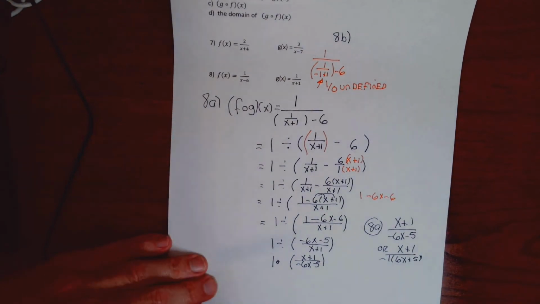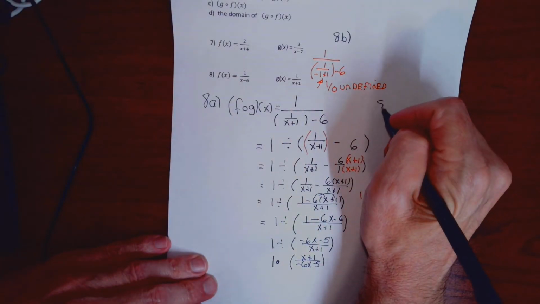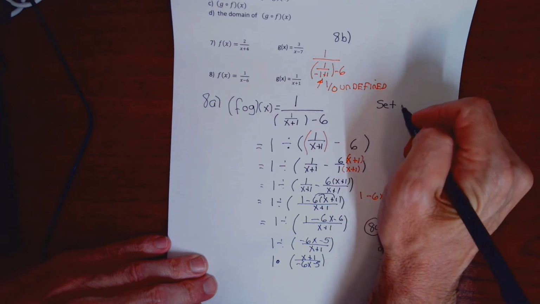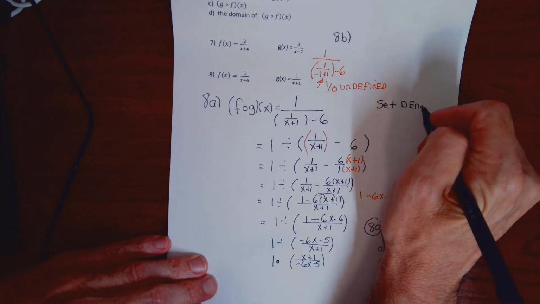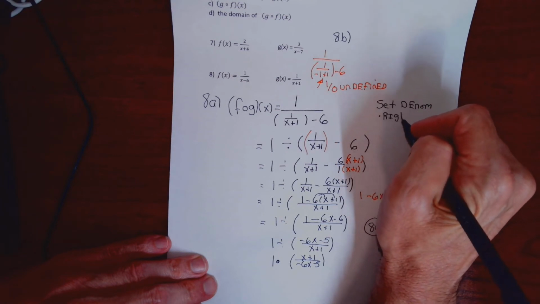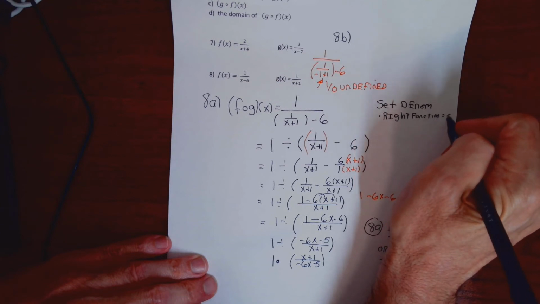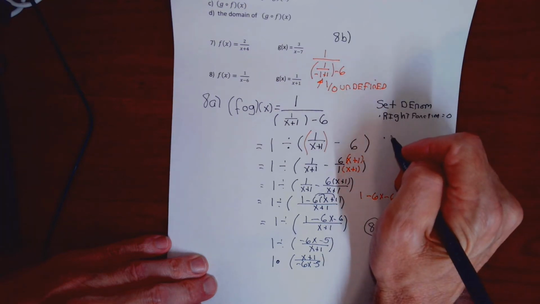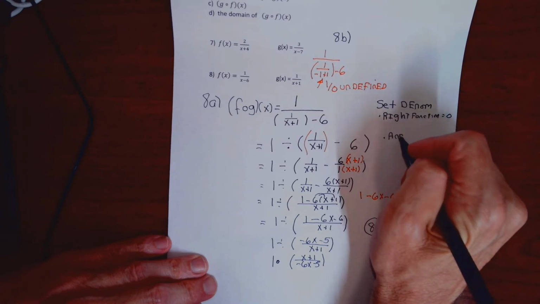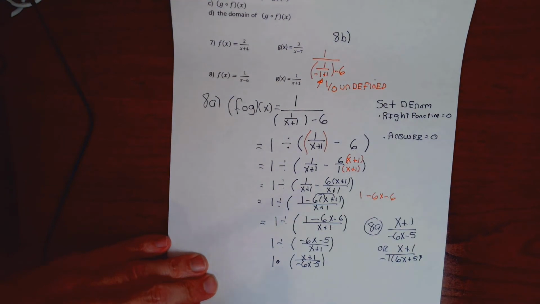Part B asks me to find the domain of this. And in order to find the domain of a composition, you need to do 2 things. If both pieces are fractions, you have to set the denominator of the right function equal to 0, and the denominator of the answer equal to 0. These are going to be numbers that can't be put in for x.